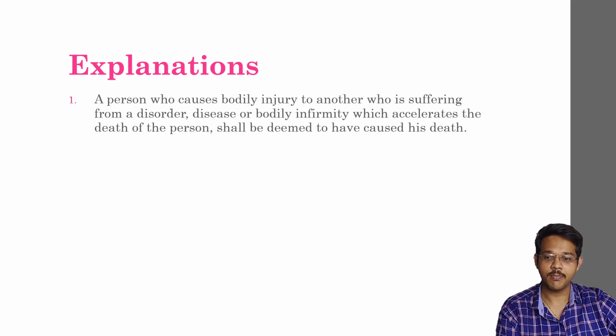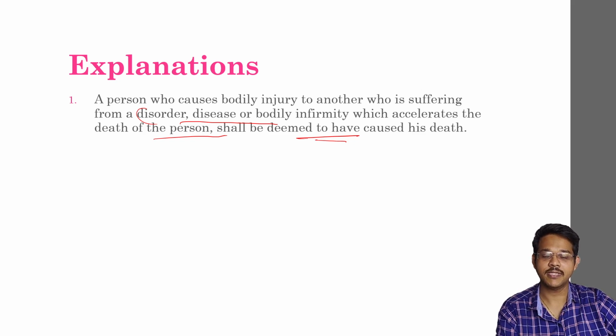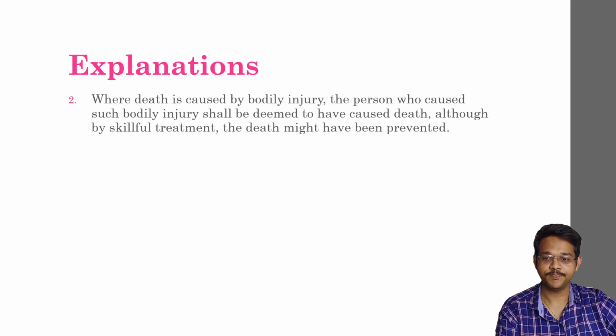Some explanations: a person who causes bodily injury to another person who is suffering from some disorder, disease, or bodily infirmity which accelerates the death of that person shall also be deemed to have caused death. So here the person is already weak because of some disorder, disease or bodily infirmity. If the person knowingly does some act which accelerates that disorder and because of that the person dies, it is culpable homicide. For example, if the person is susceptible to myocardial infarction and someone enrages that person and the person dies, that comes under culpable homicide.